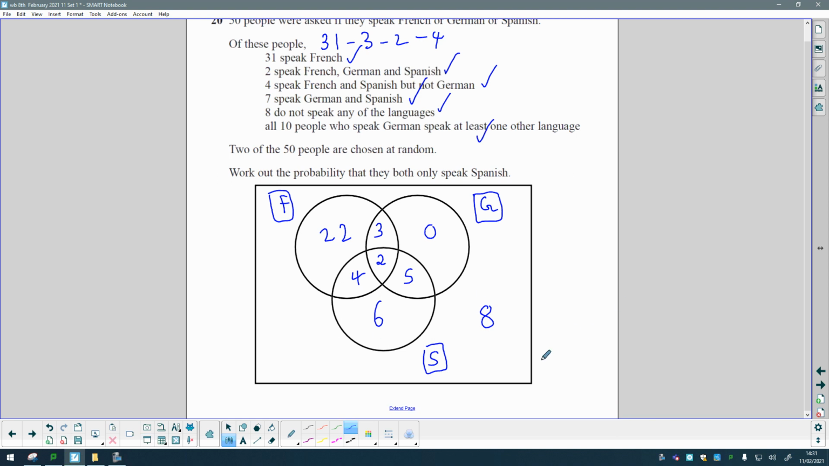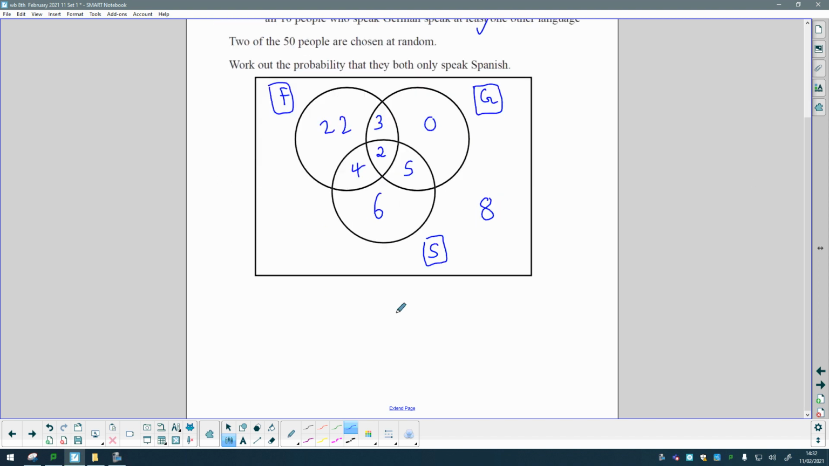So where does that leave us? Well, that leaves us with the question: work out the probability that 2 of the 50 people are chosen at random. Work out the probability that they both only speak Spanish. So I'm going to write that down as a probability S and S. So we pick a person of our 50, and that they only speak Spanish is 6 out of 50.